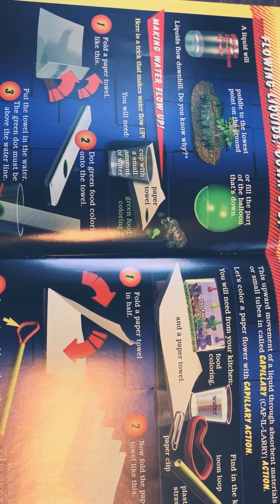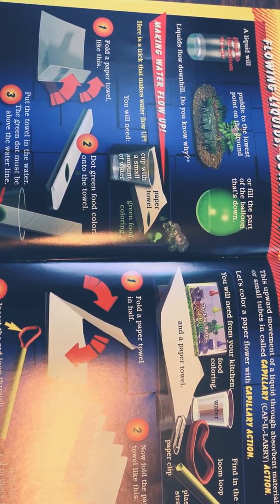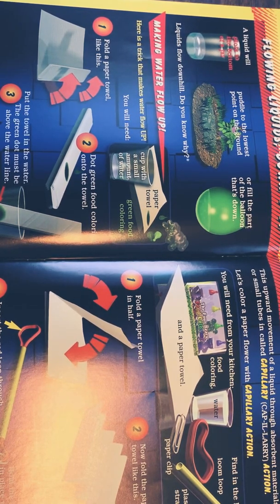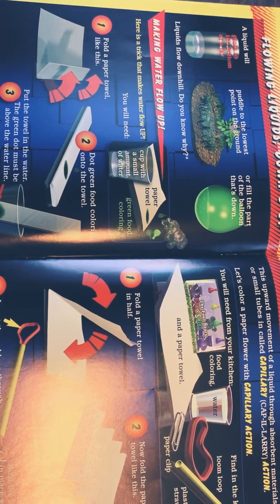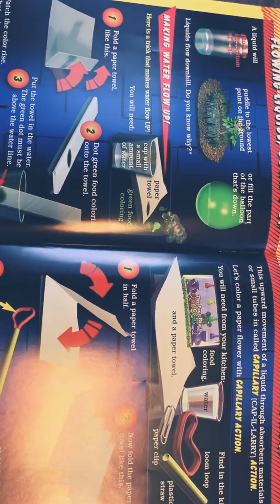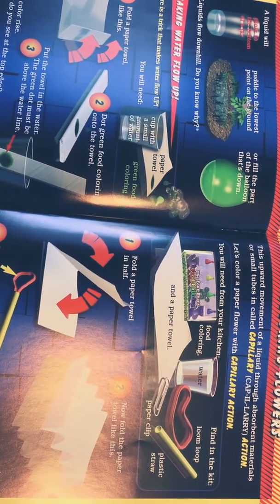Drop green food coloring onto the wet towel. Put the towel in the water. The green dot must be above the waterline. Watch the color rise. What color do you see at the top edge? This upward movement of liquids through absorbent materials or small tubes is called capillary action.